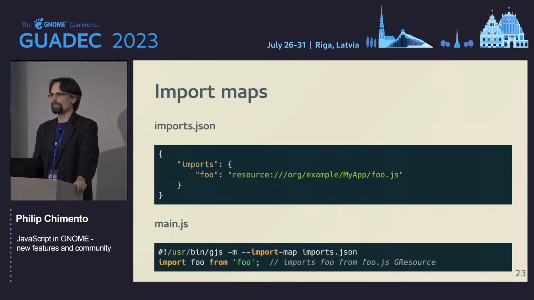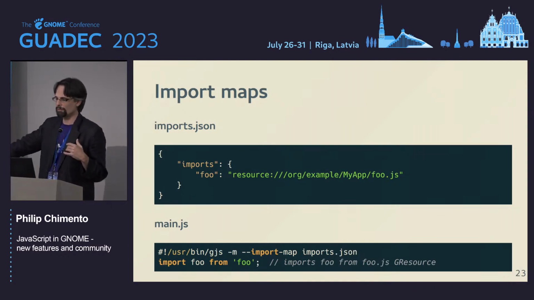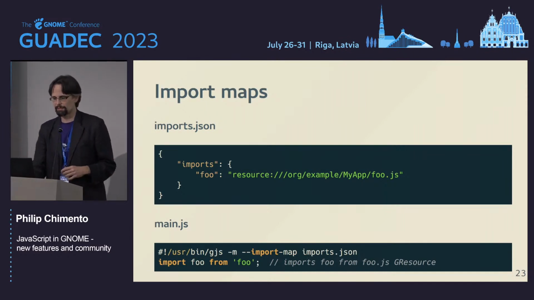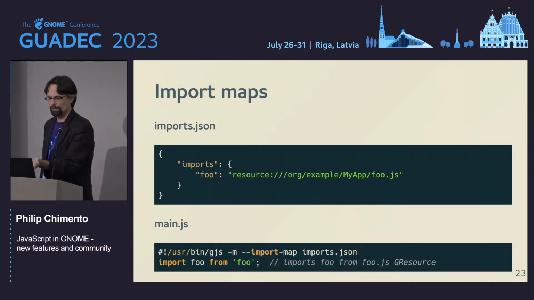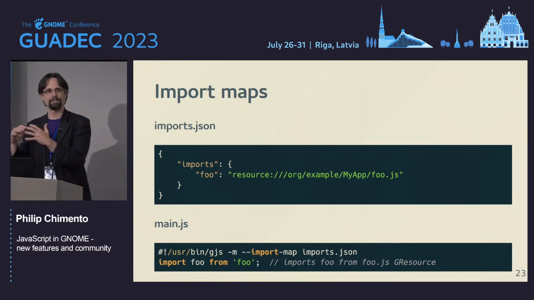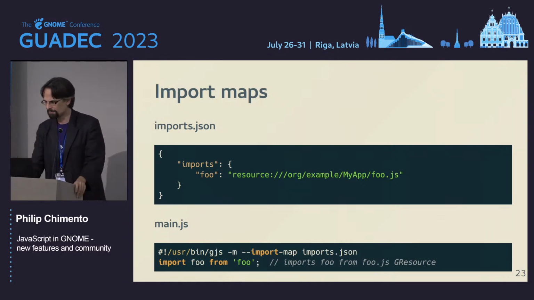But with import maps, you can tell the environment that you want to map bare words to URLs or relative paths. And this is a separate JSON file, and you provide it to GJS when you start the interpreter. So GJS then makes those bare word modules available to your program, and behind the scenes it redirects it to the address that you give. So here, if you want foo to refer to a JavaScript file in your G resource, you can provide this import map, and then this code down here, import foo from foo, goes into your G resource and imports that file.